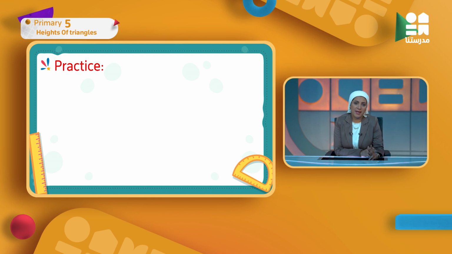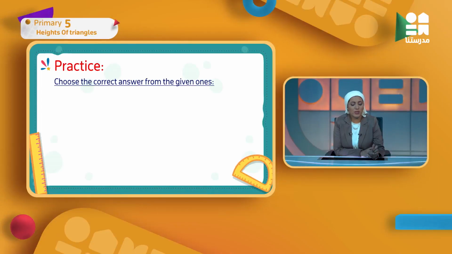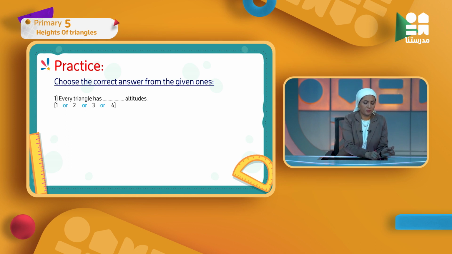Now we have some examples. They are a bit theoretical, to check whether we understood all about this lesson or not. Here, choose the correct answer from the given ones. Every triangle has 1 or 2 or 3 or 4 altitudes. Remember, we said that every triangle has how many altitudes? Excellent, 3 altitudes. Then the answer is 3.